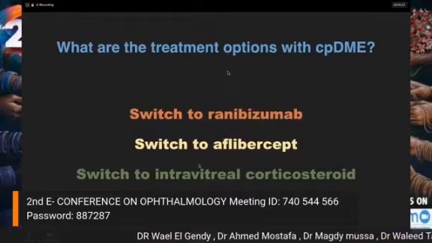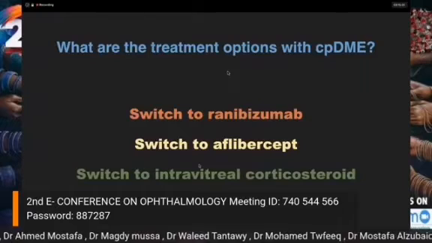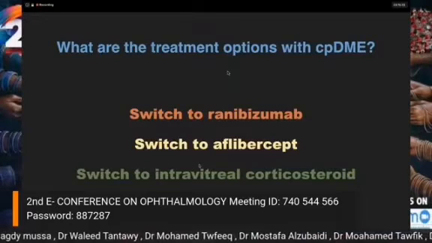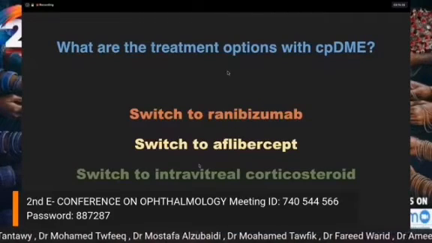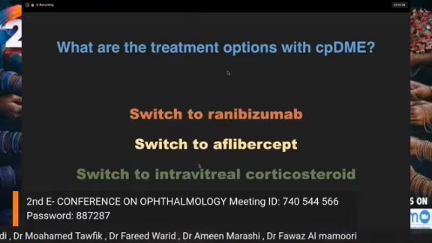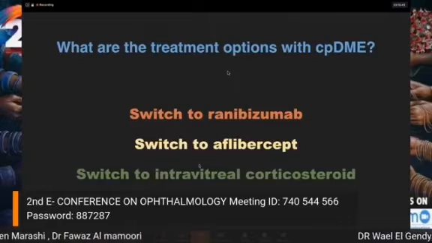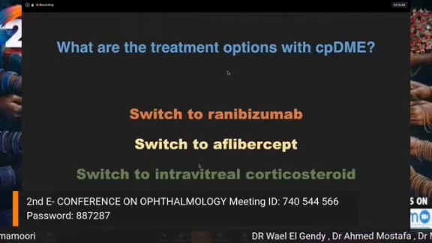I just want to add something here. I don't know why not all the people in the world are using Zaltrap. Zaltrap is the same as Eylea, identical, not similar, identical aflibercept protein, but a different vehicle solution. It is extremely safe. I've done more than 5,000 or 6,000 injections by now. I didn't have a single problem.